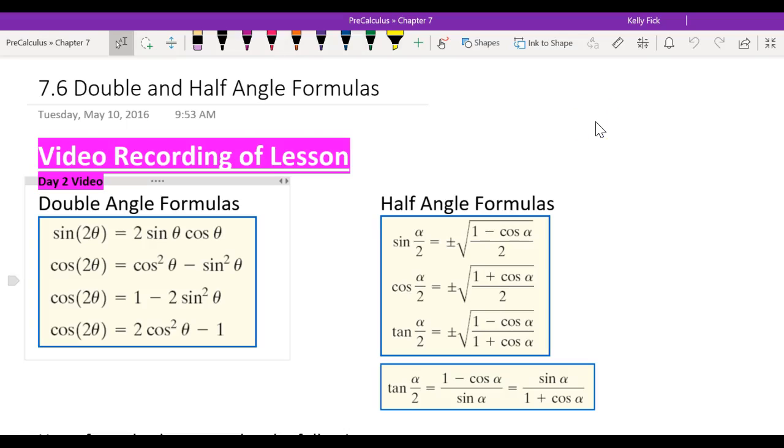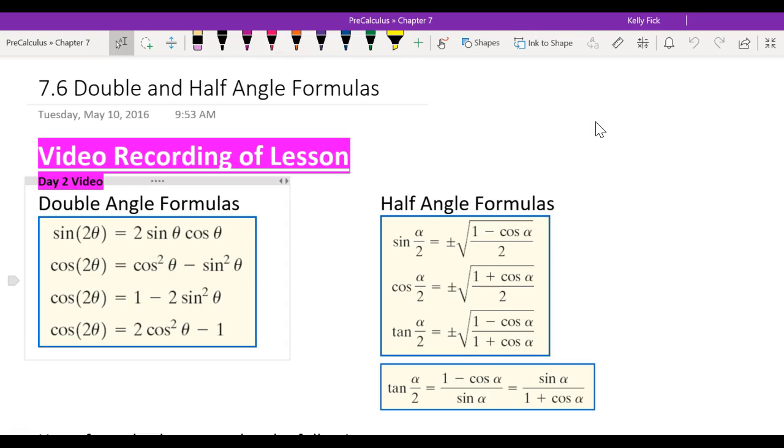All right, 7.6, double and half angle formulas. For these, what you're going to see happening is these major angles are going to be doubled as you work with them. And you'll see down below how it works, okay?